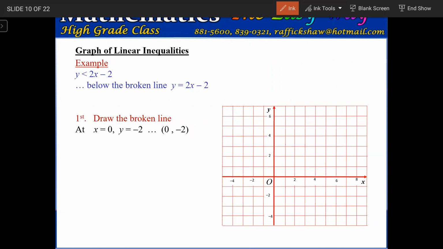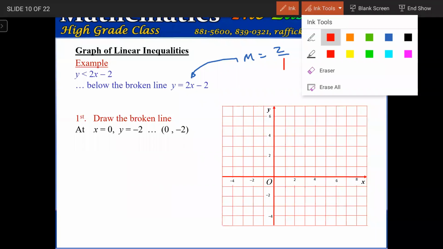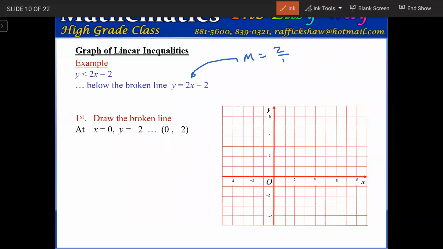So I need a second point. Or we could use the gradient. The gradient is 2, which is the same as 2 over 1. Which means rise 2, run 1. Just did it a while ago. So starting at this point, we could rise 2, run 1.